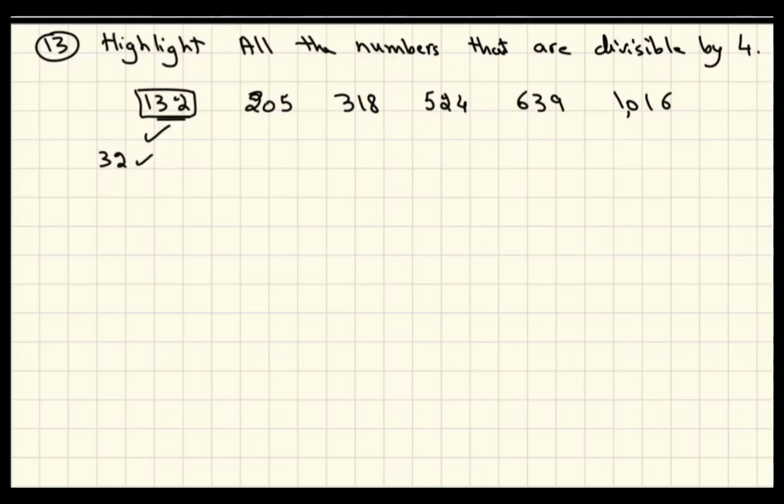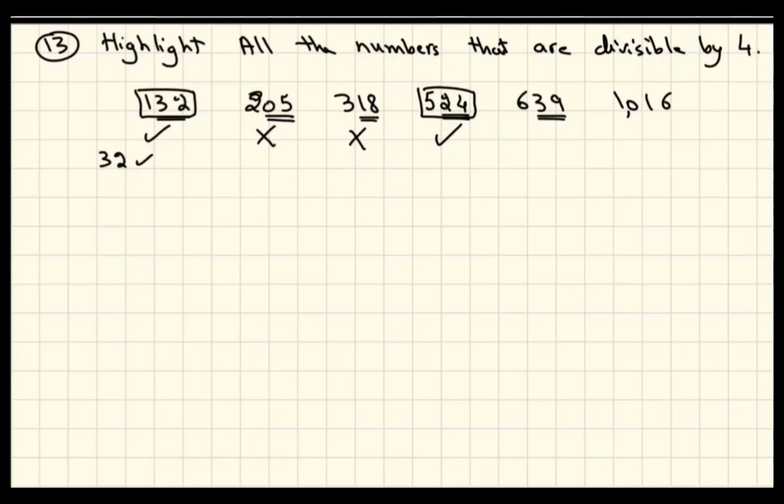So yes. I look at 5 at the end. 0, 5, it means 5. Is it divisible by 4? No. I look at 18. Do I have 18 in the multiplication table of 4? No. So it's not. This one is 24. 4 times how much is 24? Yes, we have 4 times 6. So 524 is divisible by 4.